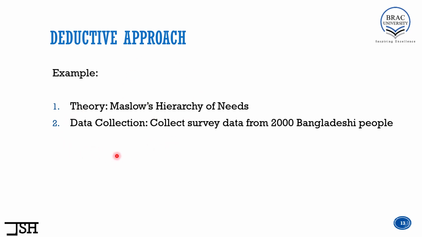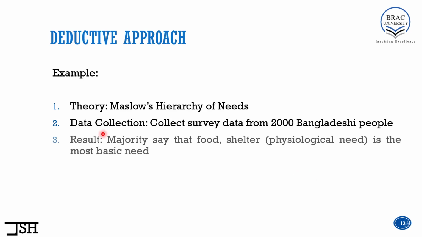So how are we going to collect data? For example, we are going to collect survey data from 2000 Bangladeshi people, all right? We are going to do a survey where we ask 2000 Bangladeshi people about their basic needs. Why? To test whether this theory, Maslow's hierarchy of needs, is also true for Bangladeshi people. Now, after doing the survey, I collect the results of that survey. Let's assume that after collecting data, I analyzed the results and found that for most of the people in our country, food, shelter, and things like that are the most basic needs.